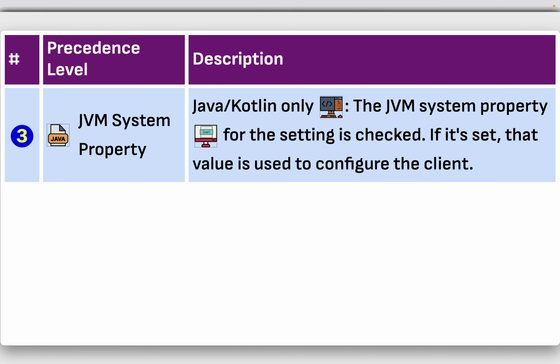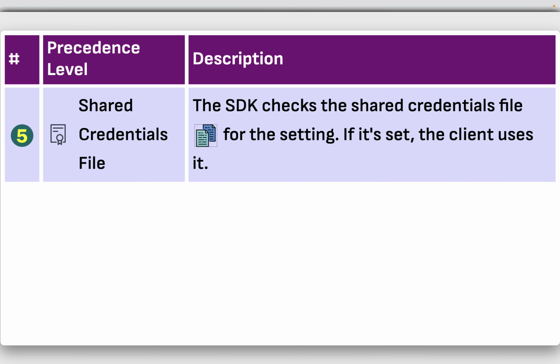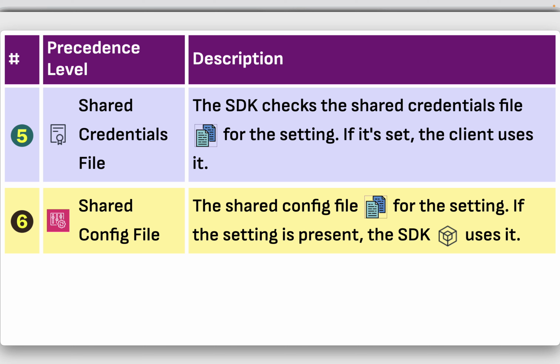Then we have the JVM system property, and this is for Java and Kotlin only. The JVM system property for the setting is checked. If it is set, that value is used to configure the client. Then we have environment variables. The environment variable is checked, and if it is set, that value is used to configure the client. Number 5 is the shared credentials file. The SDK checks the shared credentials file for the setting, and if it is set, the client uses that. Then we have the shared config file. If the setting is present there, the SDK will use that.